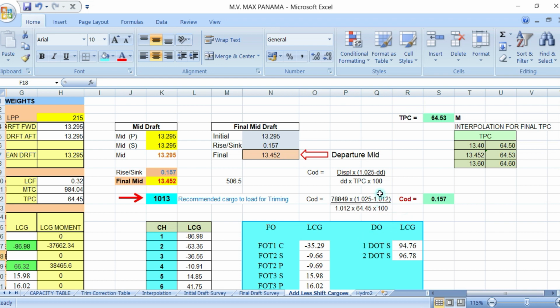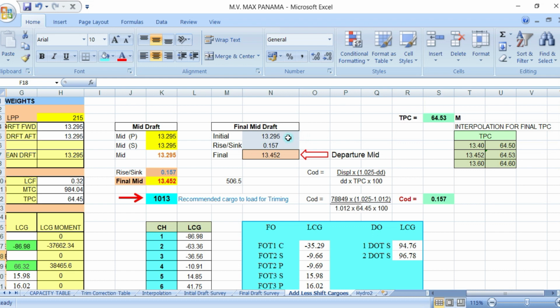Look, when your present density is less than the salt water or the constant, your new draft should be greater than your initial draft. Again, when your present density is less than the salt water, or 1.025, the final draft should be greater. When you say greater, if you see this density is less, you add the change of draft to your initial, which you will get 13.452. So I hope that is clear.